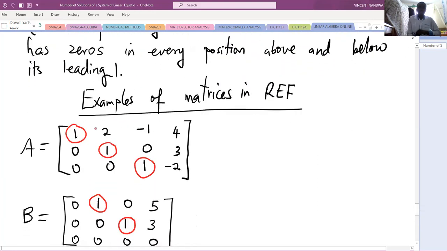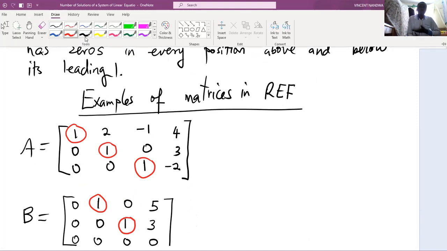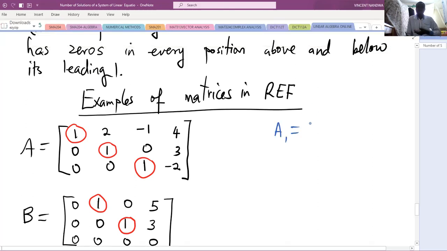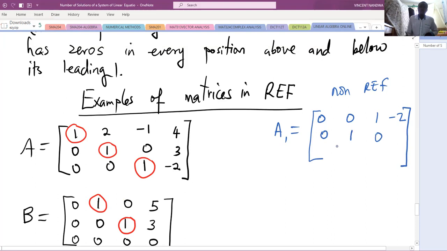So these to the left are examples, and then I want to give examples of non-row echelon form matrices. Now you see, for this one here, if I call it A1, what I'm writing in blue here are non-row echelon form matrices. So if now I put here 0, 0, 1, -2, and then I write here 0, 1, 0, 3, and then I write 1, 2, -1, 4. Then this is a matrix.